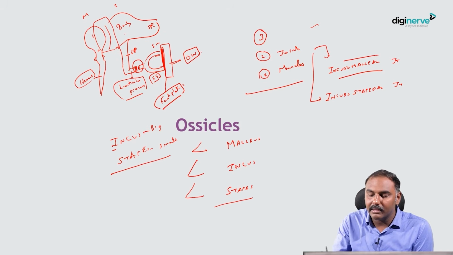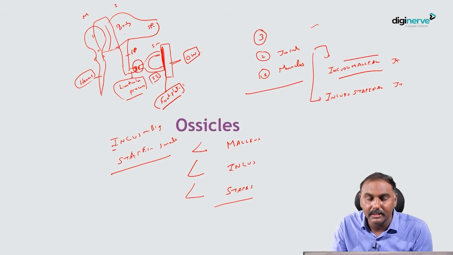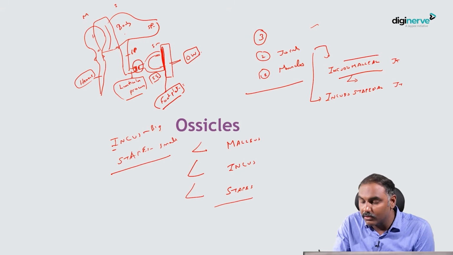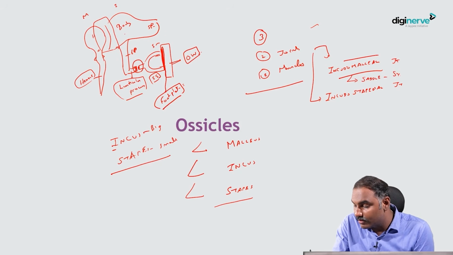Now what MCQs will they ask here is, what type of joint is this? They are a type of synovial joint. Have it in mind, the incudo-malleal joint is a saddle type of synovial joint. Saddle type of synovial joint.